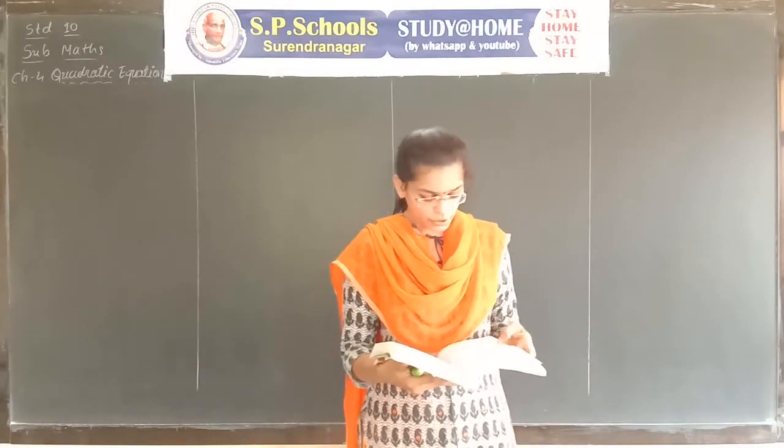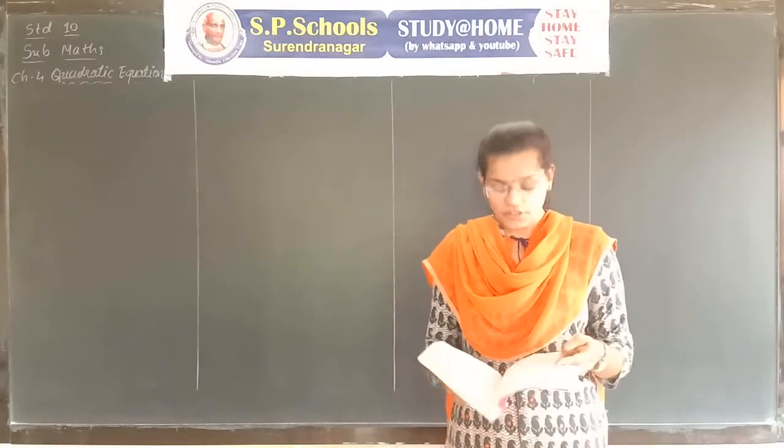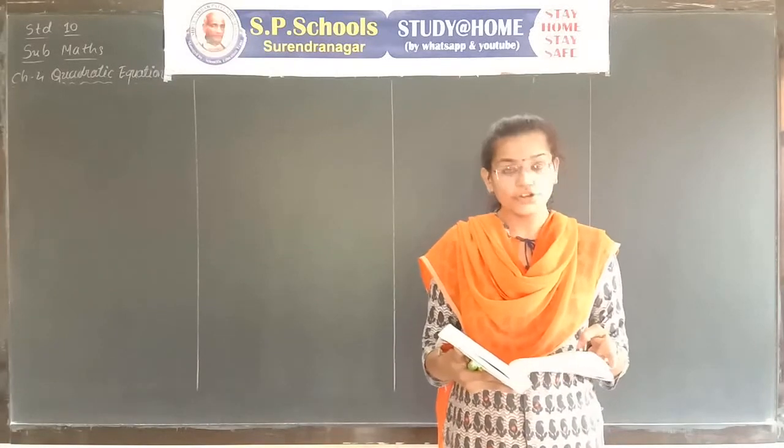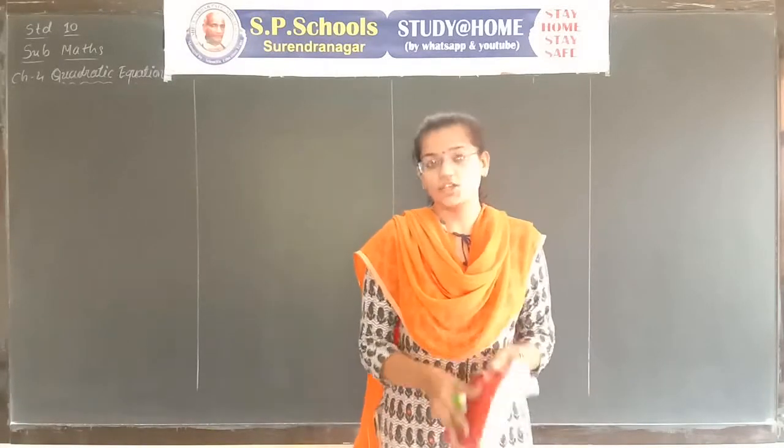Now another method to solve the quadratic equation is called the completing the square method, on page number 76 in your textbook.